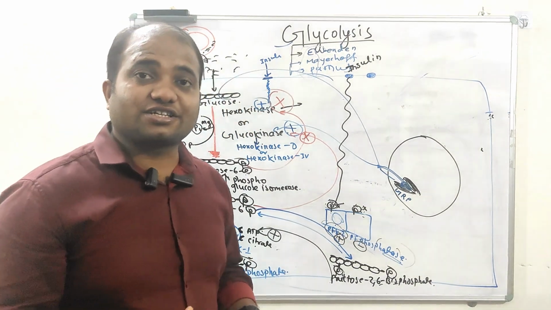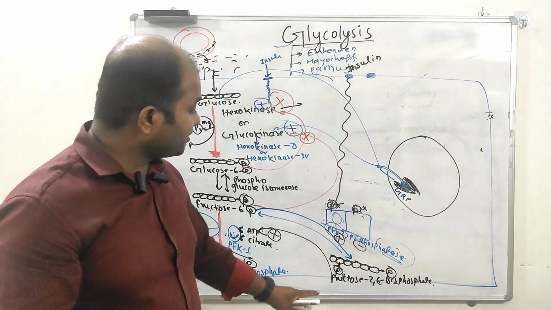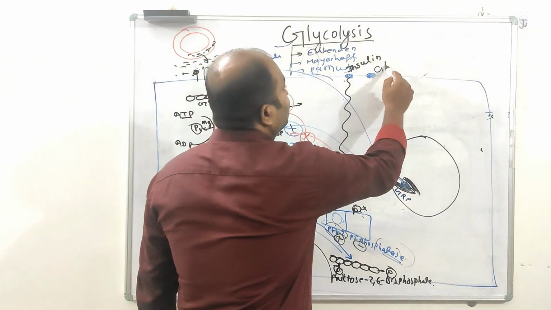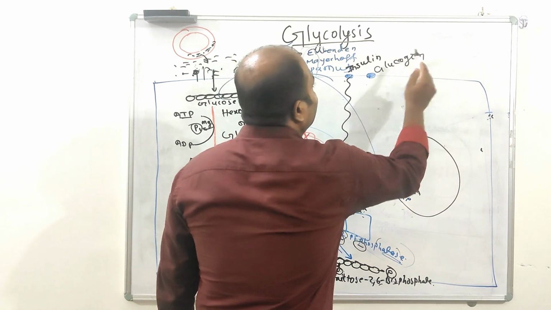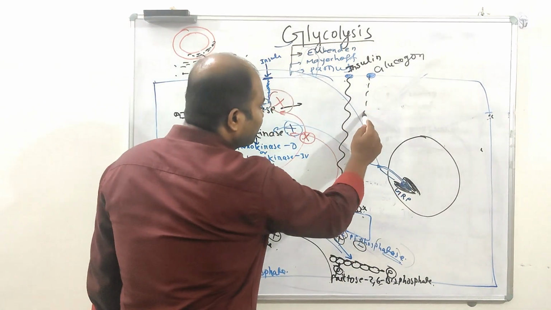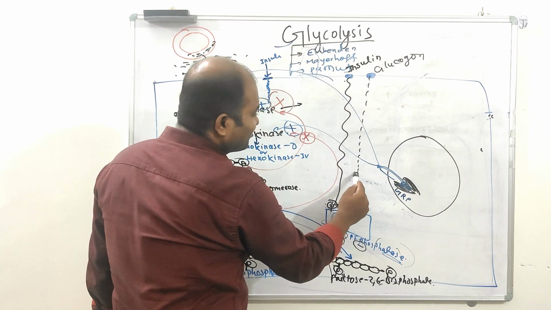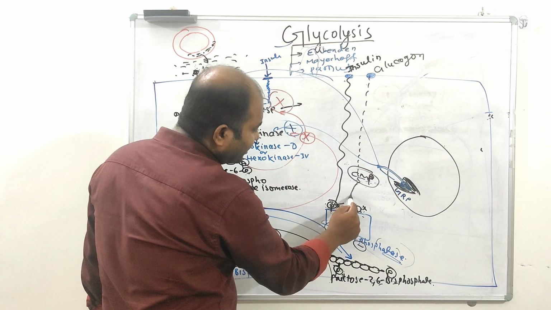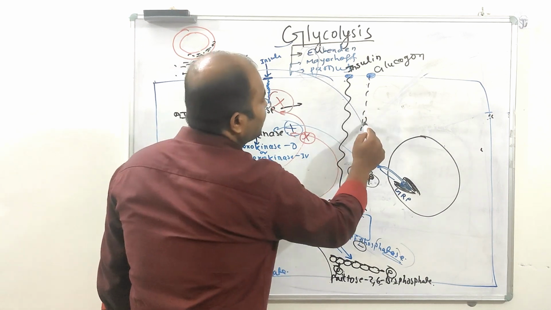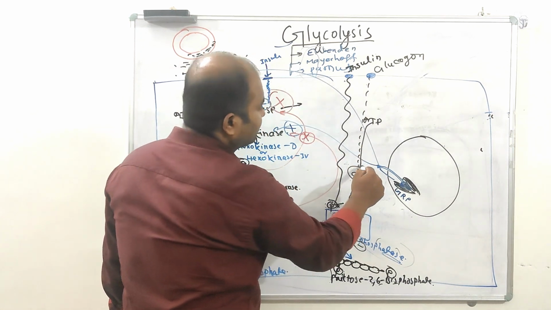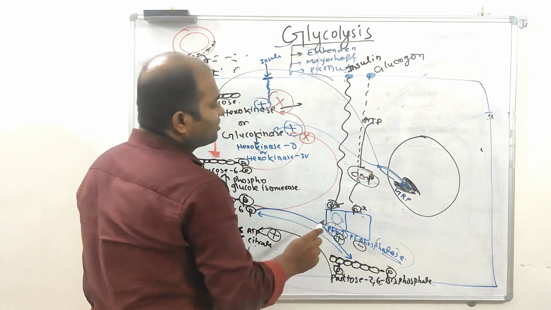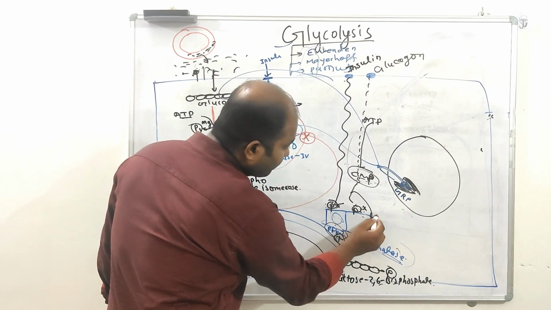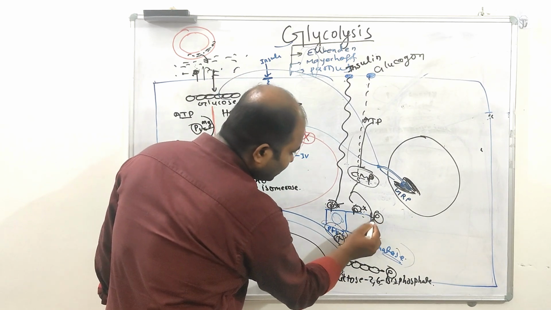Or when you are in the fasting stage, see the other example, at that time insulin level is low, then what level is high? Glucagon. When glucagon level is high, it will produce one more substance, cAMP, because ATP is converted to AMP or cAMP. So there will be release of phosphate, and that phosphate will get attached here.